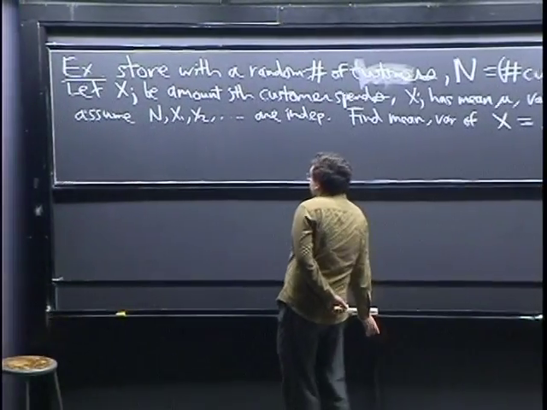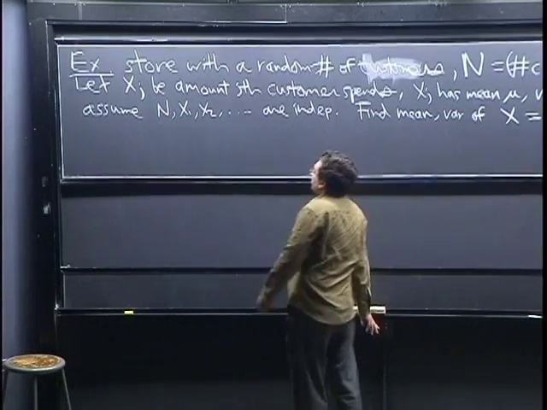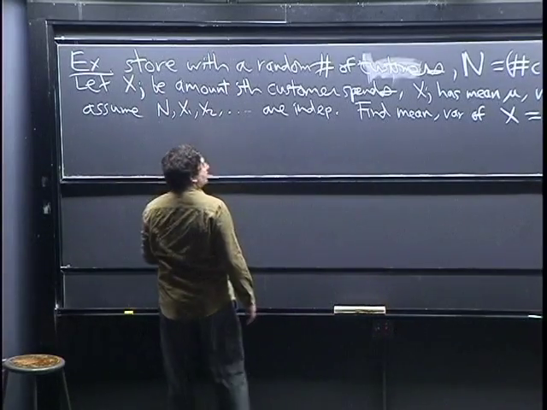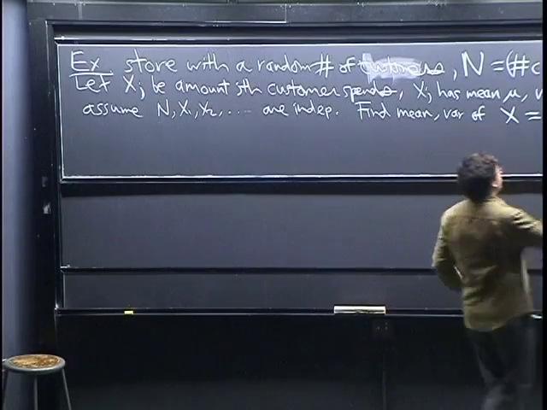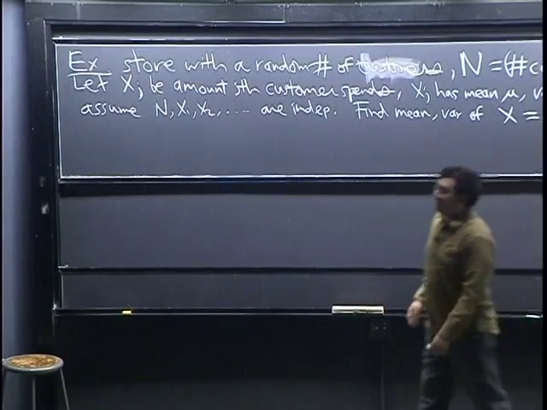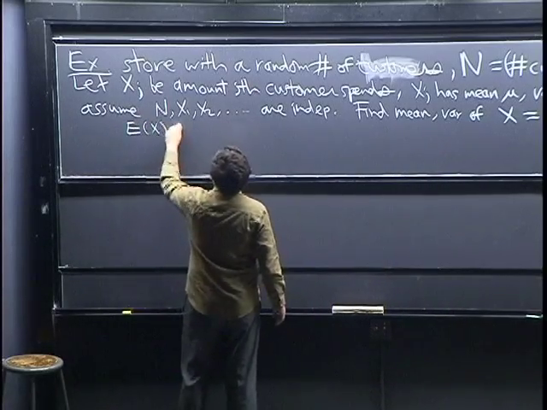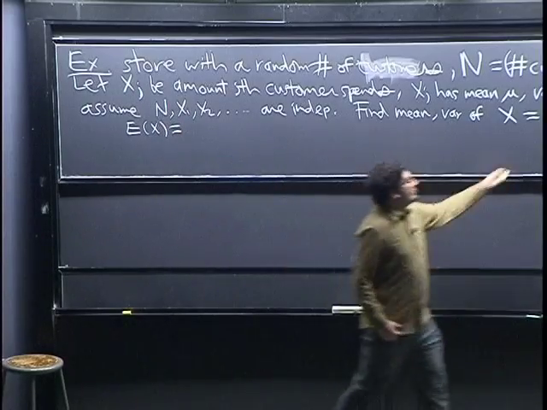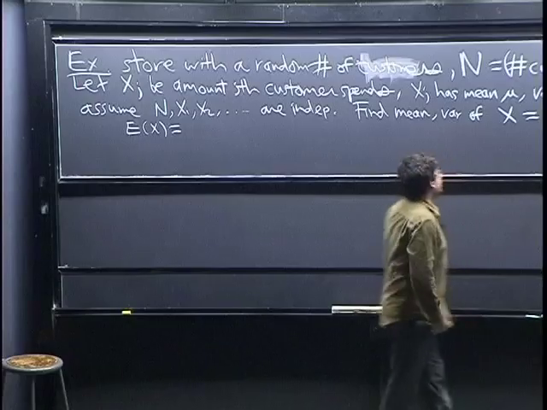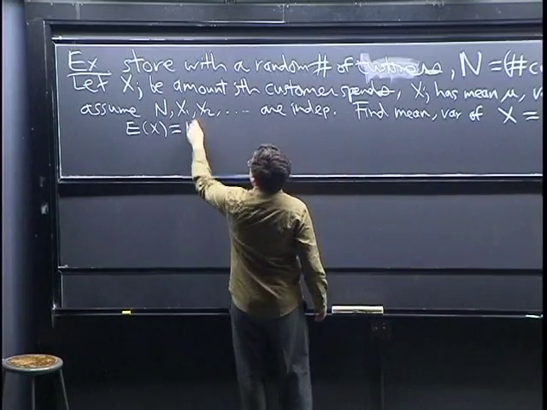And if we just tried to use linearity, your first thought may be, linearity is just a sum, then you might write E of X equals, well, there's N terms, and each one has mean mu, so you just go N times mu.